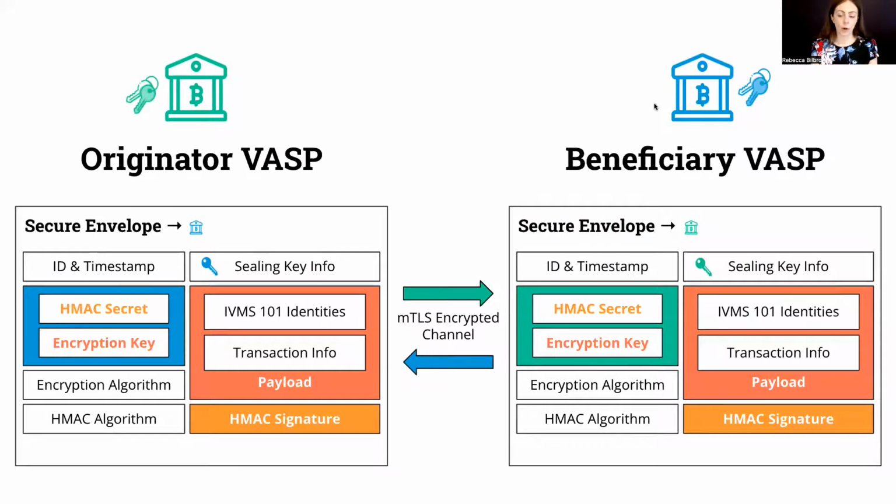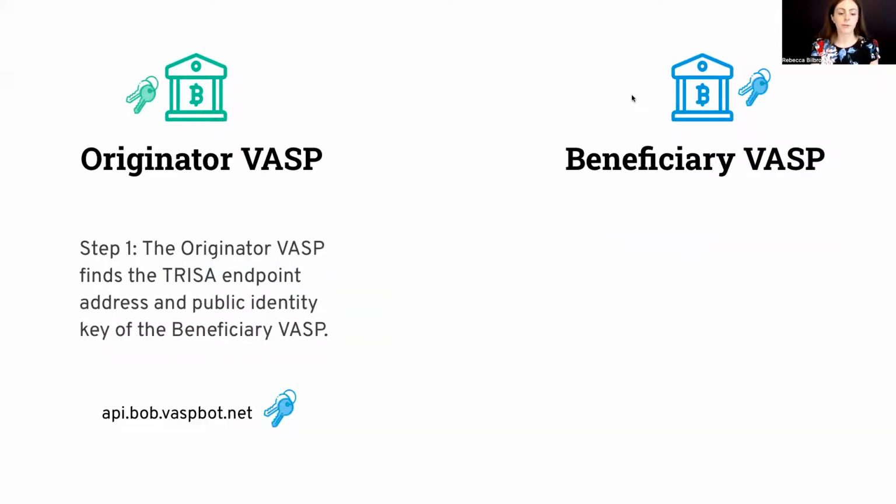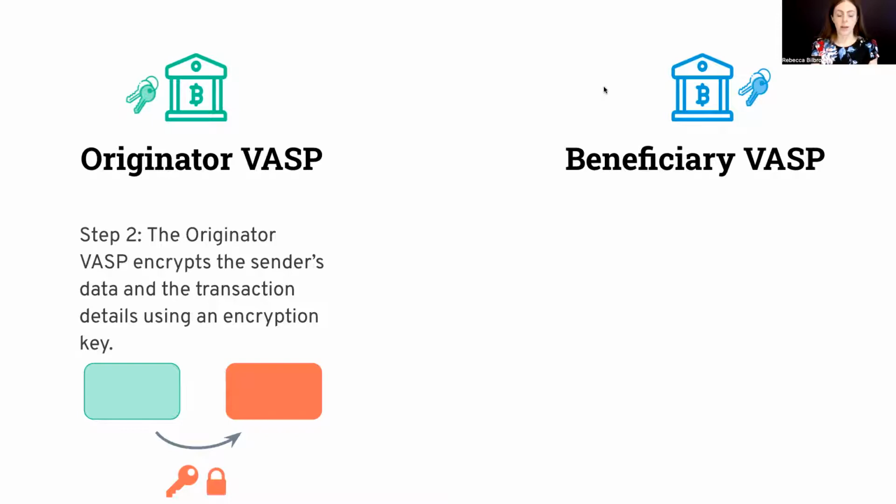Here's a high-level overview of the exchange of secure envelopes between two VASPs, but let's take a deeper dive. First, the originator VASP finds the TRISA endpoint address and public identity key of the beneficiary VASP. They can do this by looking up the beneficiary VASP in the global directory service. Next, the originator VASP encrypts the sender's data and the transaction details using an encryption key.